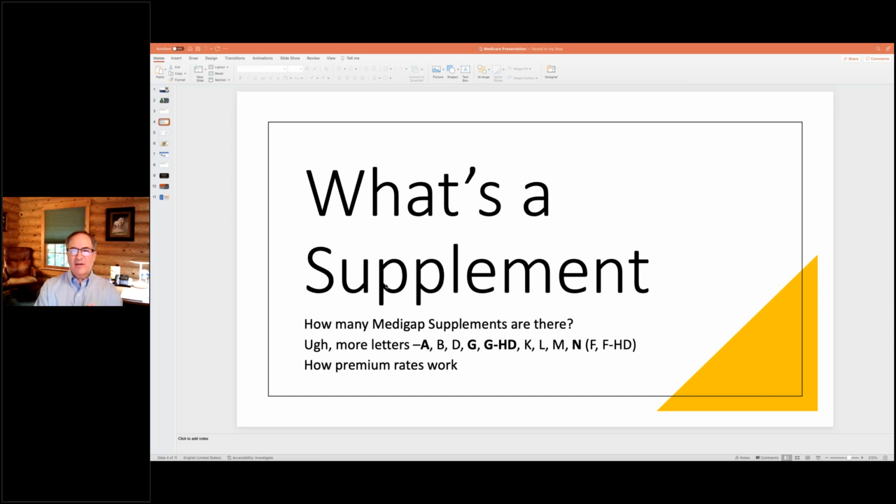Now, if Medicare covers a claim, then your supplement policy will also cover the claim. If Medicare does not cover a claim, if it says, sorry, we're not paying for whatever that is, then your supplement company will do nothing. It simply follows suit. If Medicare pays, they pay. Medicare doesn't pay, they don't pay. That's how the system has always worked.